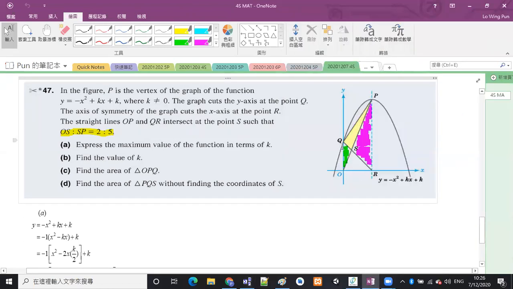OQ will be the height of point Q. And point Q is the y-intercept of the graph. Okay, so we may find the y-intercept. The y-intercept of the graph will be just k. Can you see this? When you put x to be 0, then you will find that y is equal to k, like this.